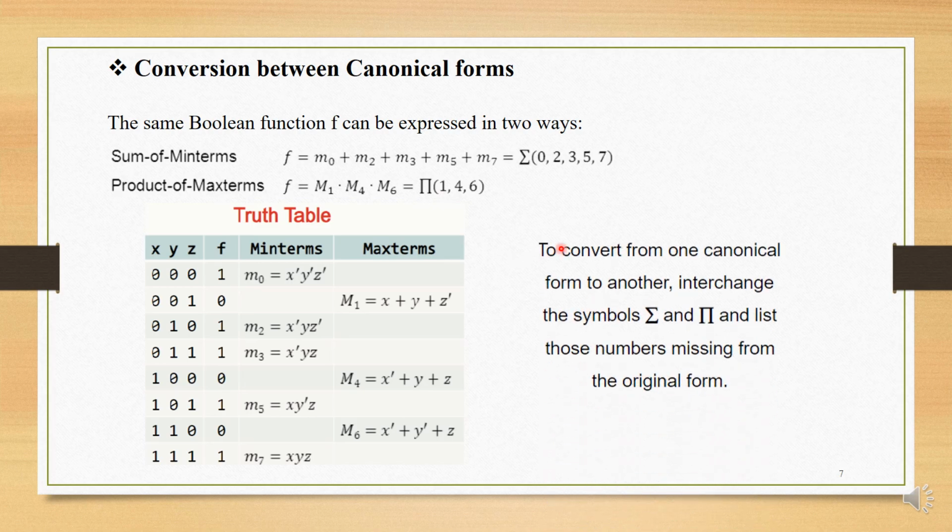In order to convert from one canonical form to the other canonical form, you need to just interchange the symbol. We know that for minterm canonical form we represent it by summation with small m, and for maxterm canonical form we represent it by the product symbol with capital M, right? So if you want to convert from minterm canonical form to maxterm canonical form, interchange the symbol and replace the decimal numbers by the missing decimal numbers. The missing decimal numbers for this 3 variable function are 1, 4, 6. So replace with 1, 4, 6, and you will get the maxterm canonical form. Similarly, you can convert from maxterm canonical form to minterm canonical form just by replacing the other symbol and writing the missing decimal values.